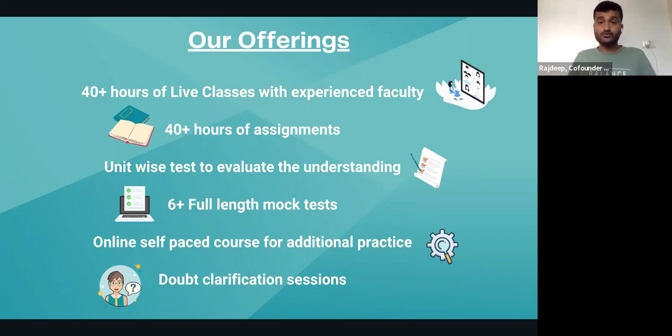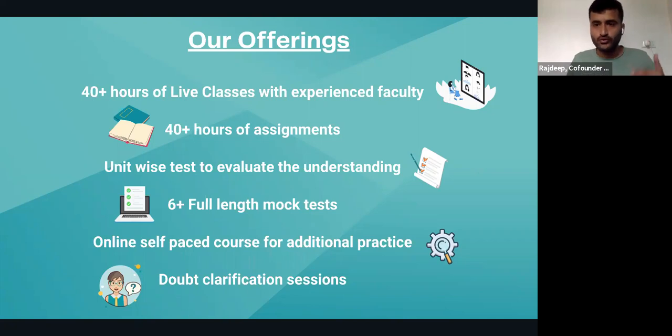Then there are mock tests. So the last 1.5 to 2 months are purely dedicated to doing the mock tests, where we have picked up the past papers. We do those tests along with you to make sure you have the exam writing techniques and strategies as well. In addition to all of this, we give you an online self-paced course for additional practice.